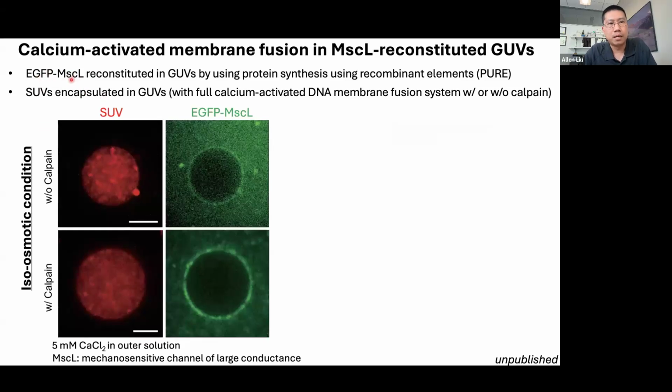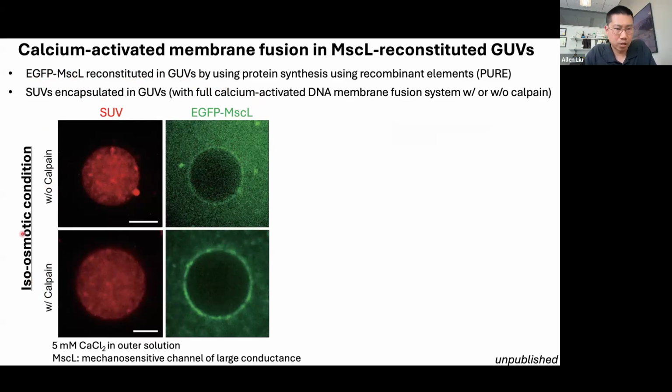So we produce EGAP MSCL that's reconstituted in GEVs by using Pure. And we do this from the external side. You can see a very nice ring of EGAP MSCL. We encapsulated SUVs within the GEVs, and this has the full complementation of the DNA fusion system, and we do this with or without calpain. Okay, so without calpain is our control, and then with calpain is our full system.